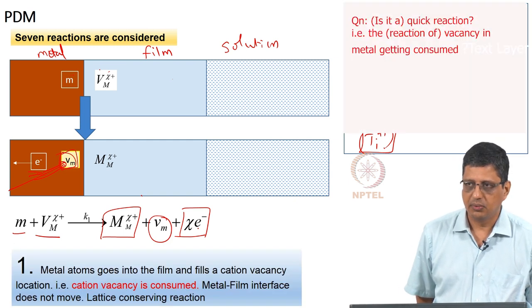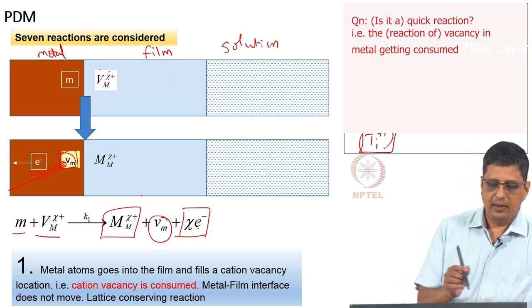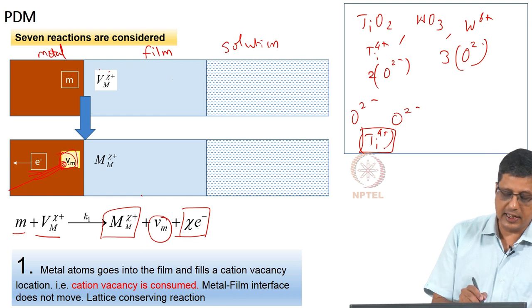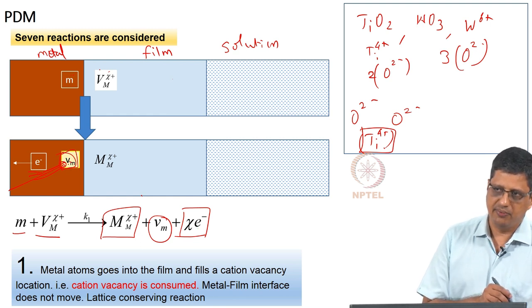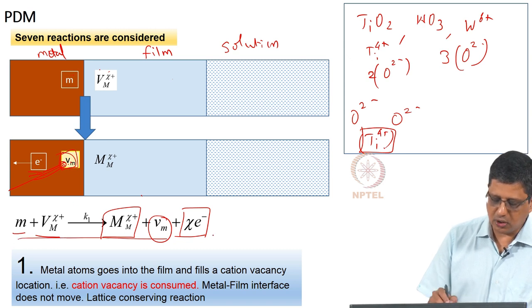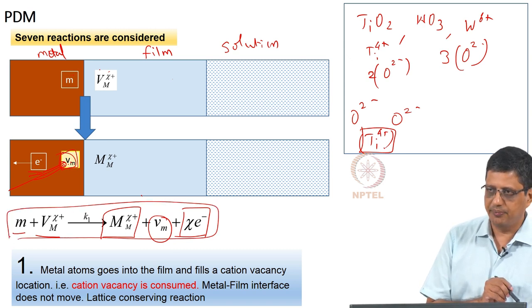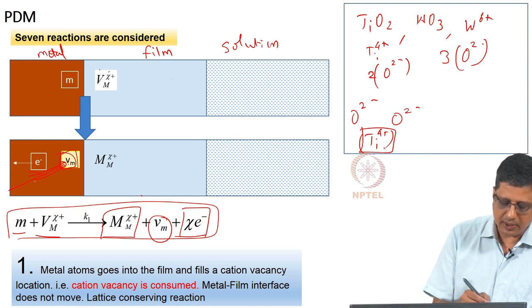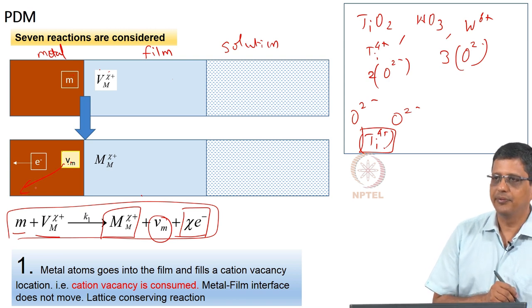Quick reaction is the vacancy in the metal getting consumed? That is assumed to be very fast. See, this vacancy is not going to remain here. So, what we assume is this is a slow step, possibly a slow step. What we show here is a slow step. What I am describing and not showing in the picture is this moving quickly.